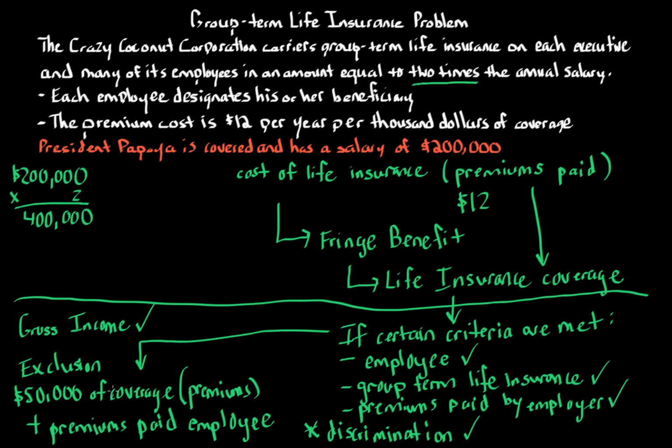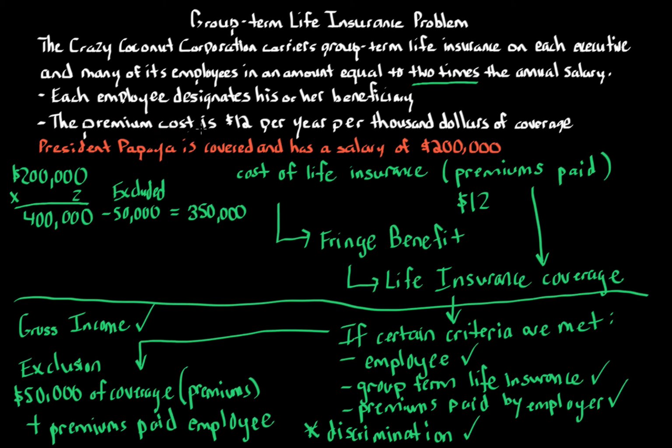So we subtract from that the $50,000 that's allowed for exclusion, and we get $350,000. That's the portion. So the $50,000 again, that's the portion that's excluded, the portion of the coverage. So again, the issue here is what portion of the premiums is included. So what we do is we have to get that number.